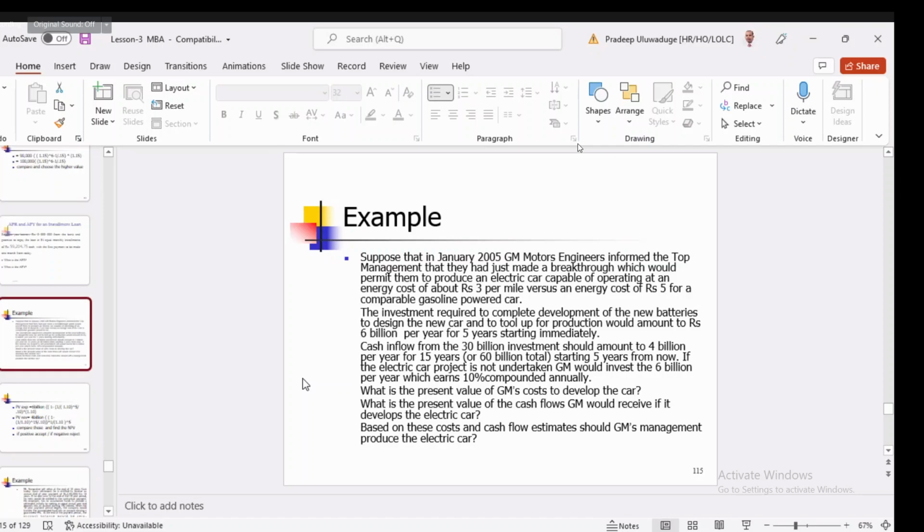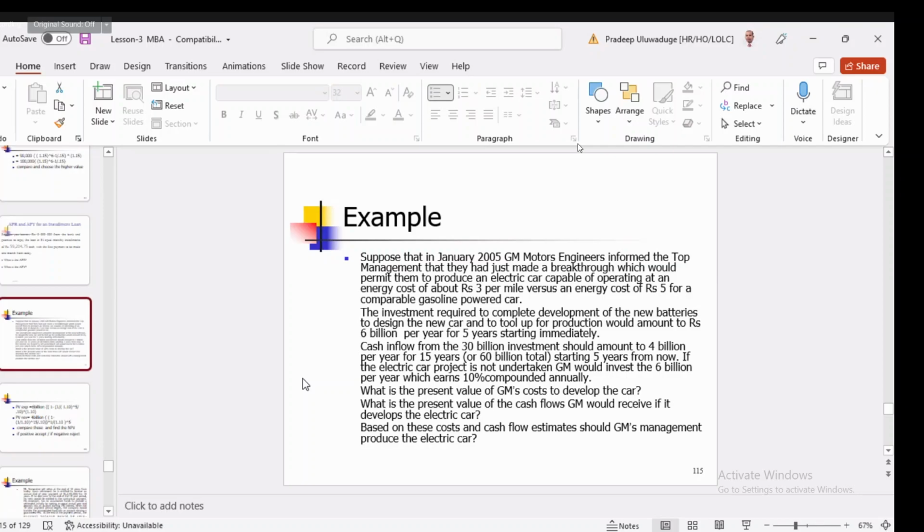What is the present value of GM's cost to develop the car? What is the present value of the cash flows GM would receive if it develops the electric car? Based on these cost and cash flow estimates, should GM's management produce the electric car? Right? So to calculate the present value, tool up would amount to rupees 6 billion per year for 5 years, starting immediately.